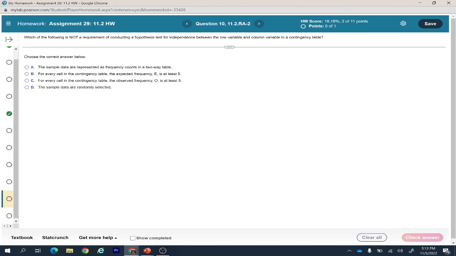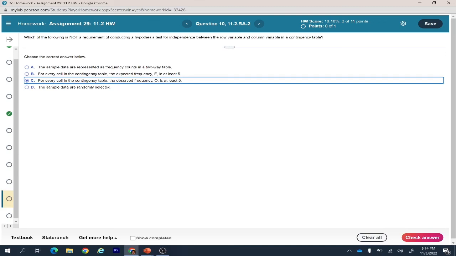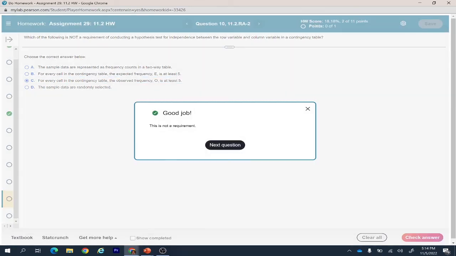So as you can see here, the sample data are represented as frequency counts in a 2-way table. That's right. For every cell in the contingency table, the expected frequency is at least 5. That's right. But this is not required. So that's not a requirement.